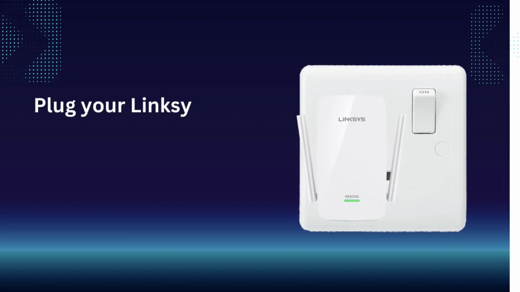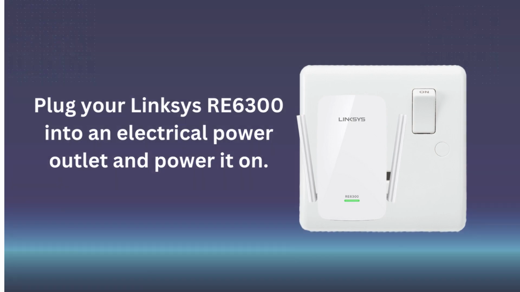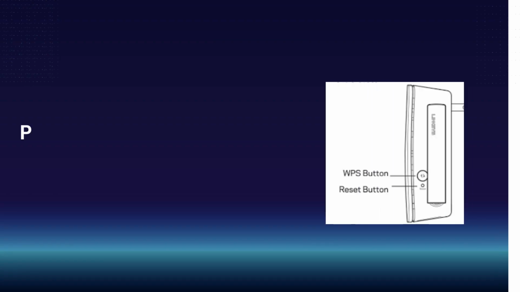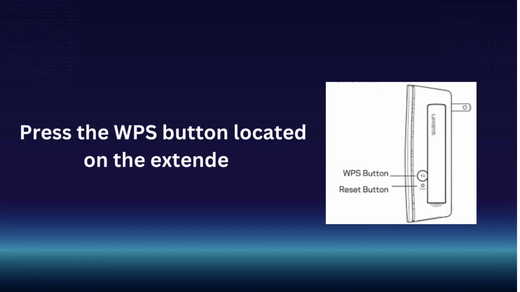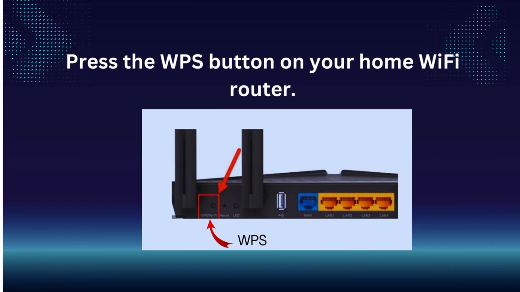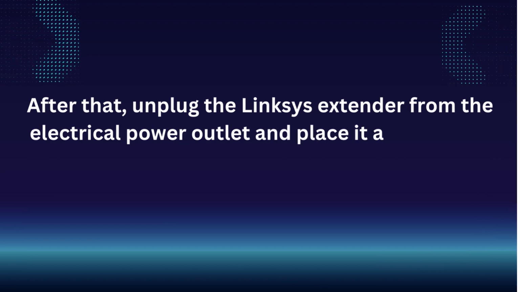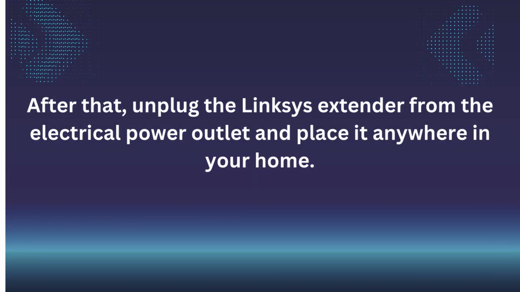Plug your Linksys RE6300 into an electrical power outlet and power it on. Press the WPS button located on the extender. Press the WPS button on your home Wi-Fi router. After that, unplug the Linksys extender from the electrical power outlet and place it anywhere in your home.